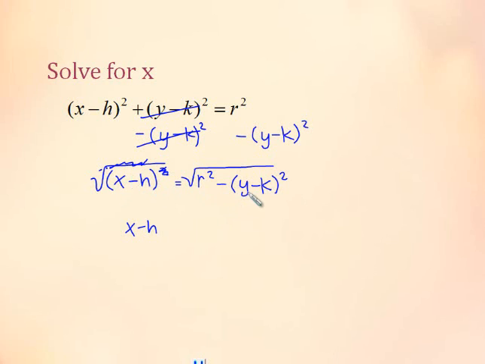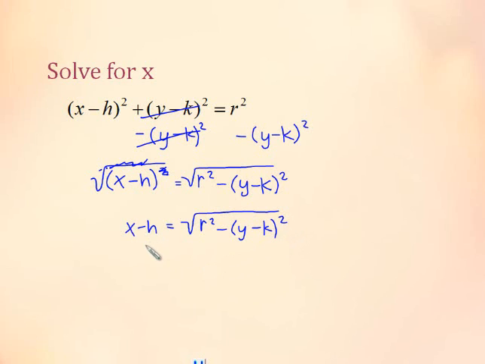Here we're dealing with two things, okay? So you've got more than one thing in the square root. This counts as one because it's in the parentheses. The r squared is another thing. So this minus sign is keeping us from canceling the square root with the squared. So over here I have the square root of r squared minus (y minus k) squared.